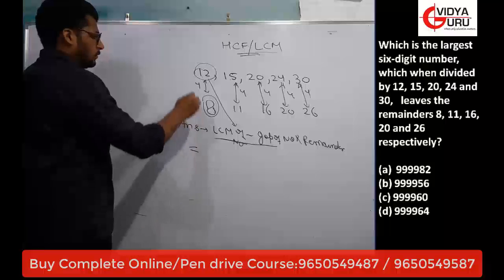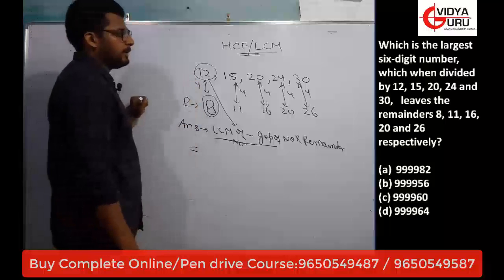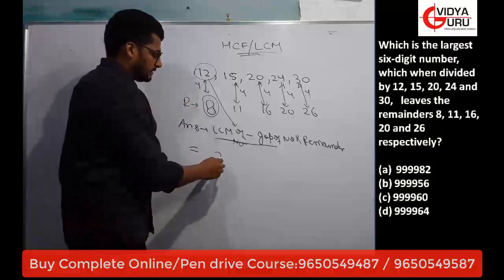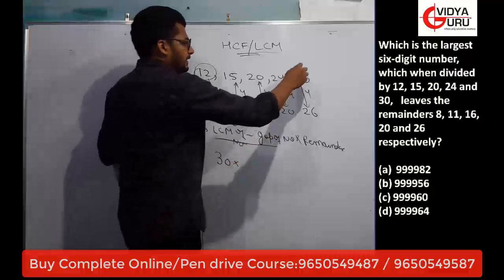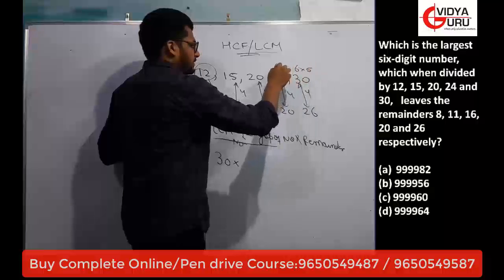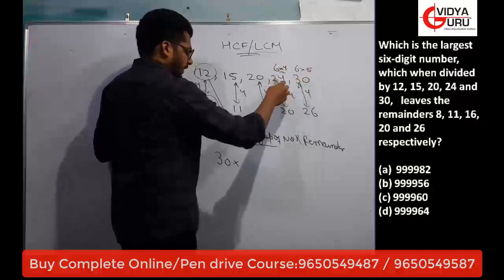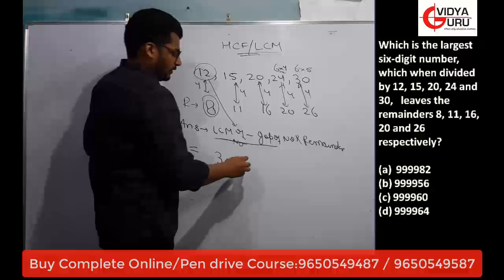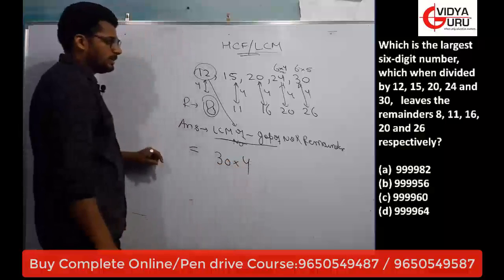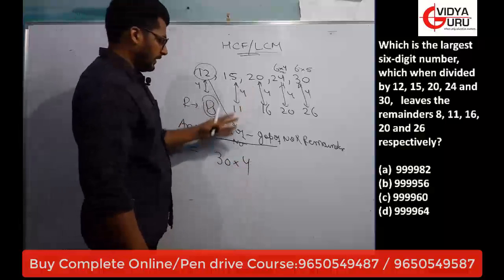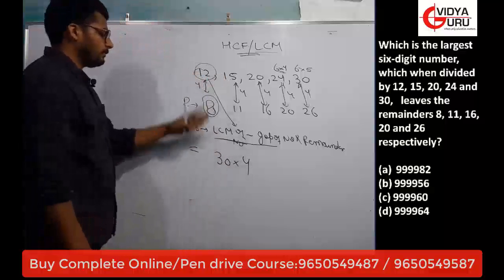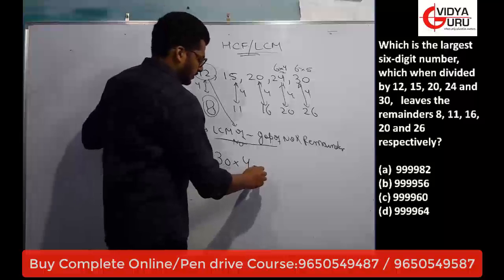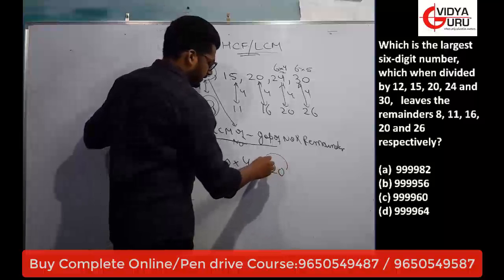So what will be the LCM of 12, 15, 20, 24 and 30? We will consider 30 as the LCM. We will break it: 6 times 5 is 30. 12 is 3 times 4. 24 does not divide 30 because 4 is not present here, so it will be multiplied by 4. 20 can divide 120, 15 can also divide 120 and 12 will also divide 120. So the number is 120.